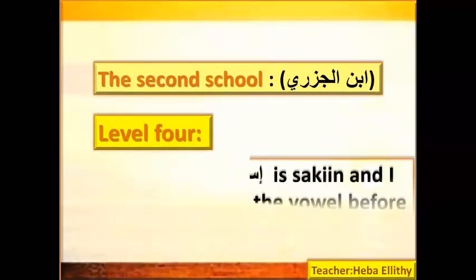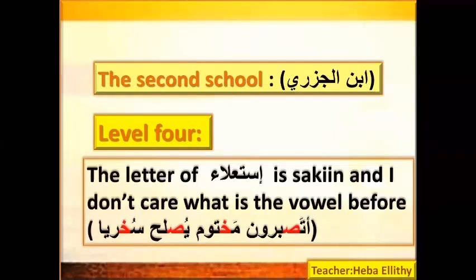The next level is for the second letter, and this is one of the differences in this school. So my first difference between this school and the school before: this school separates the mufakham letter followed by alif in the first level, and then the second level is just the mufakham letter with fatha. And the second difference: it makes a special level for the second letter in this school. The letter of isti'la is sakin, and I don't care what the vowel before it is in this school.